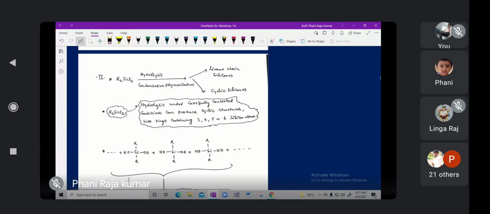Now I am taking R2SiCl2. This R2SiCl2 is dialkyl dichlorosilane. The hydrolysis of this dialkyl dichlorosilane followed by condensation polymerization gives linear chain silicones. It also gives cyclic silicones. Previously we had dimeric silicone; now linear chain or cyclic silicones.